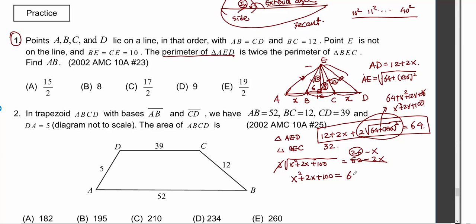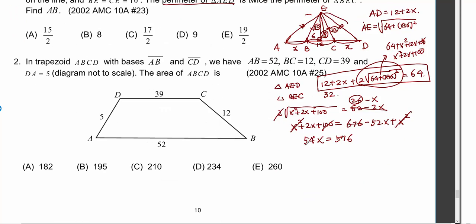26 squared is 676. So 676 minus 52x plus x squared, isn't it? Right now, x squared is out. So 52 over here, 54x equals minus 100 minus 576. It's okay. So you can find the value of x. How much is that? You can divide 576 by 54. 10.66666. Yeah. But that's no answer. Okay, what am I doing? Okay, assumption wrong again, right? Okay, let me check it out.